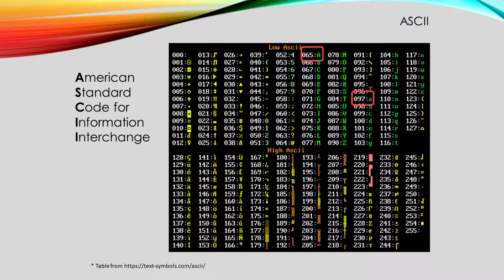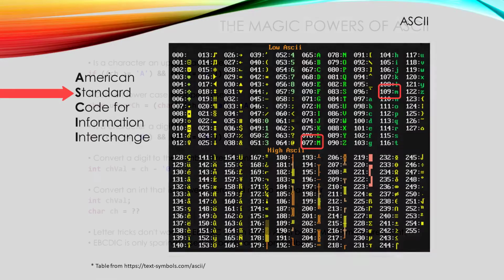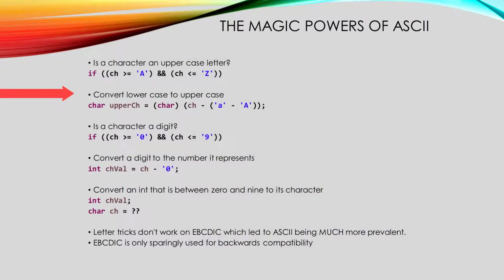Adding 32 to capital A will give you lowercase a, and subtracting 32 from lowercase a will give you uppercase A. The same is true for every other letter. Uppercase M is 77. 77 plus 32 is 109, which is lowercase m. To code that conversion, we just have to remember that lowercase letters have values larger than uppercase letters.